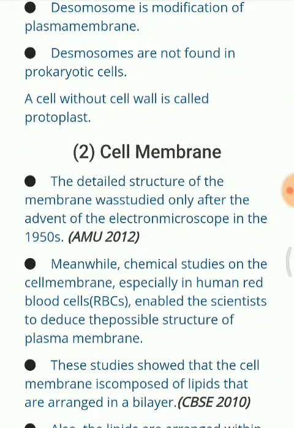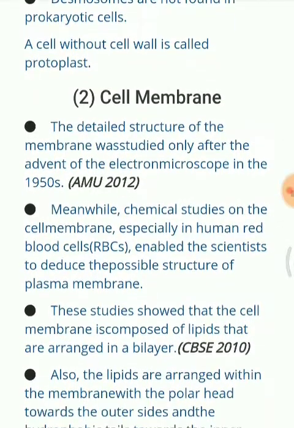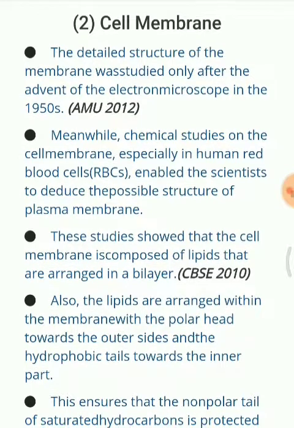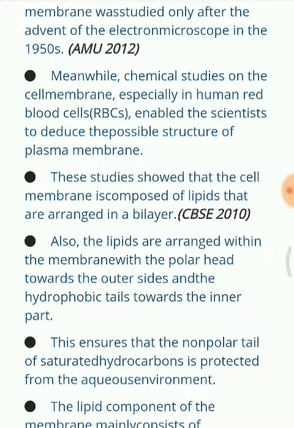Cell membrane. Second is the cell membrane. The detailed structure of the membrane was studied only after the advent of the electron microscope in the 1950s. Meanwhile, chemical studies on the cell membrane, especially in human red blood cells, enabled scientists to deduce the possible structure of the plasma membrane. These studies showed that the cell membrane is composed of lipids that are arranged in a bilayer.